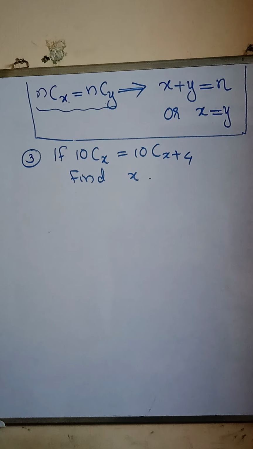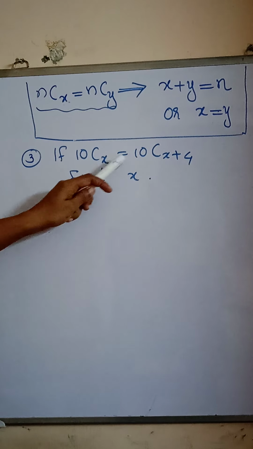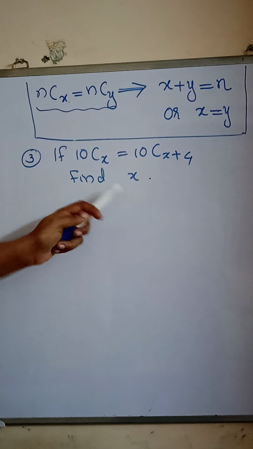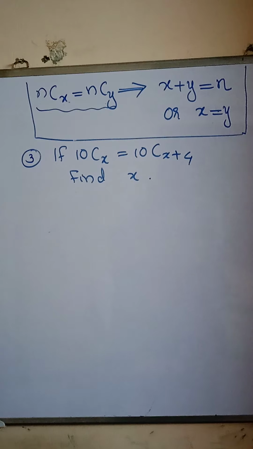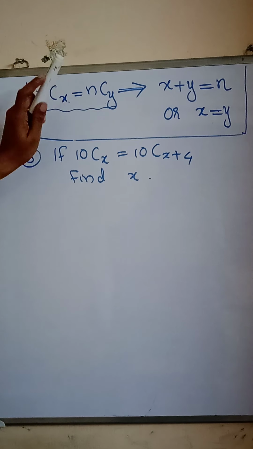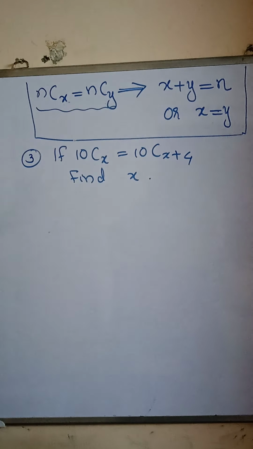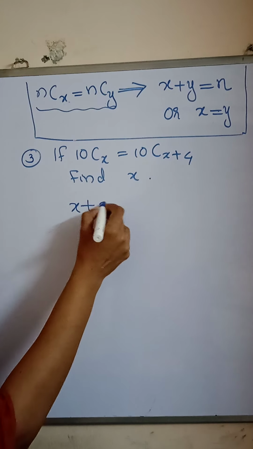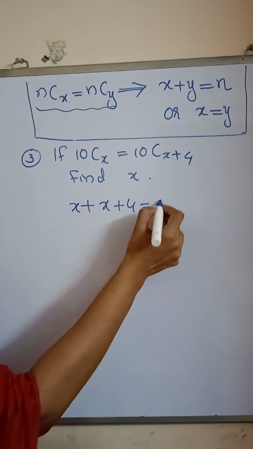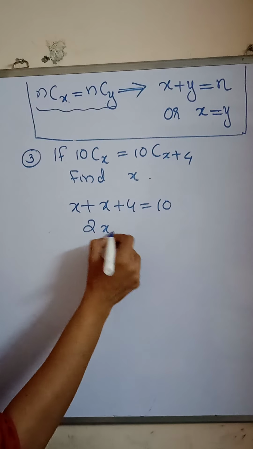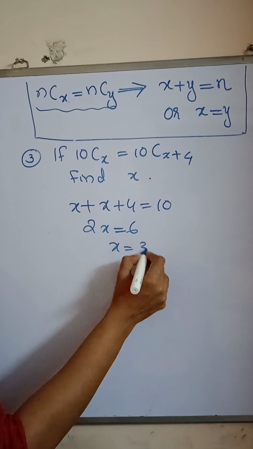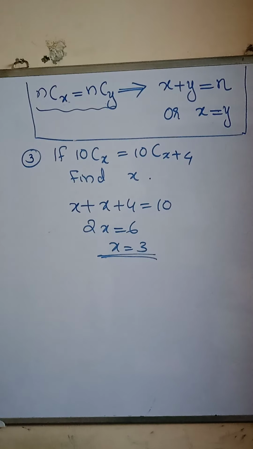Next problem: if 10Cx equals 10C(x plus 4), find the value of x. We know that nCx is equal to nCy, then either x plus y is equal to n or x is equal to y. Here x plus x plus 4 is equal to 10. That is 2x plus 4 is equal to 10, or 2x is equal to 10 minus 4, that is 6, so x is equal to 3. So the value of x is 3.